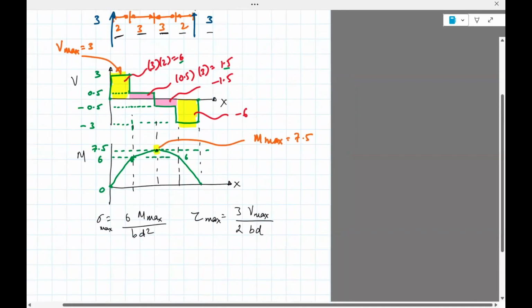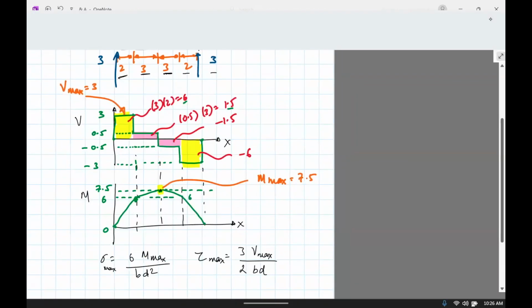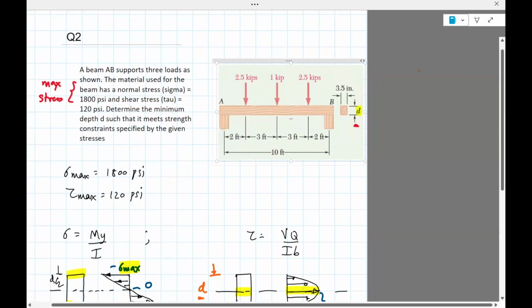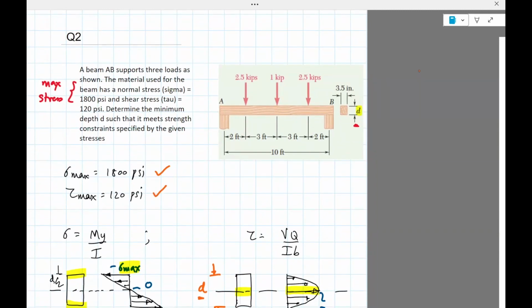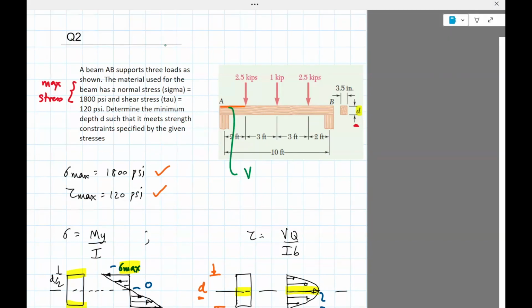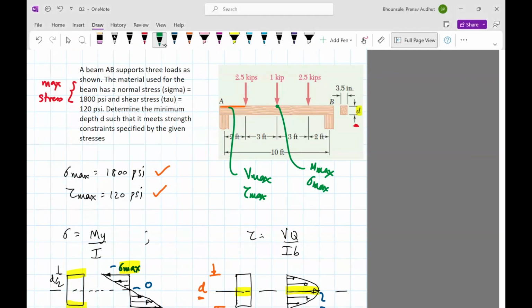Now there is one thing you have to be sure of, which is there are two criteria as mentioned here. If you look at the problem, there are two things. There are two stresses, sigma and tau. Let's say that we found that this point has Vmax, and then I think this point has Mmax. This will lead to tau max, and this will lead to sigma max.